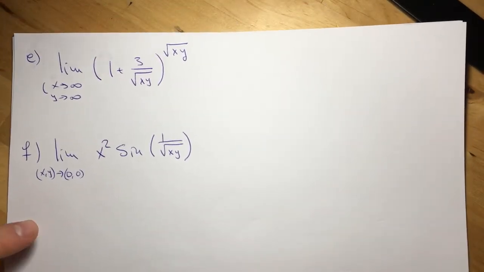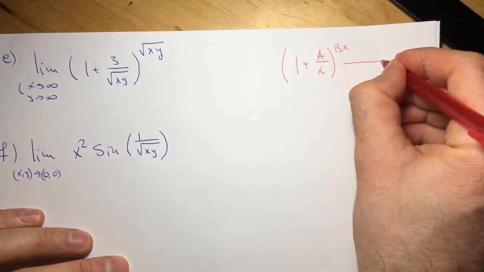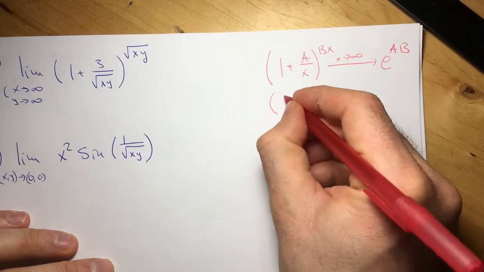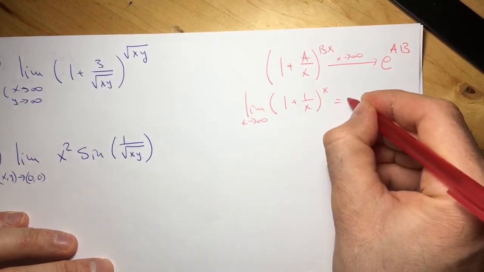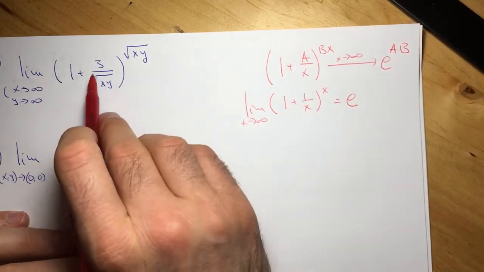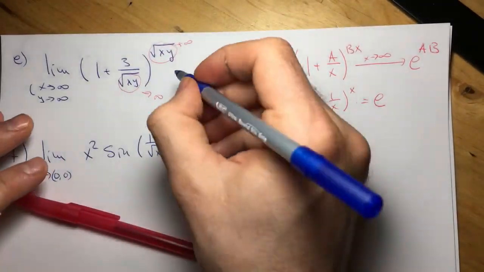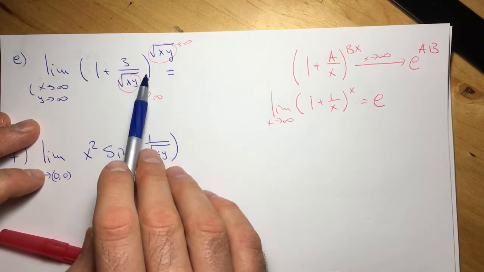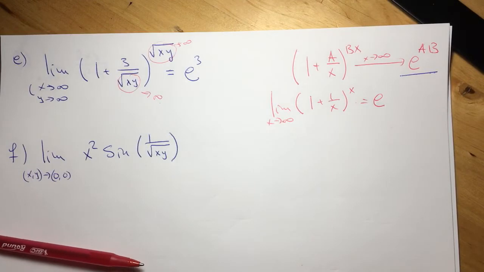This is another example. Some of you might have seen this in Cal 2, as a matter of fact, or even Cal 1: 1 plus a over x to the power of bx, as x goes to infinity, approaches e to the power of ab. Some of you might have even defined the number e as this. So that's exactly what's happening here. As xy goes to infinity, this one goes to infinity and this one goes to infinity at the same rate. So I have 1 plus a over an expression going to infinity, raised to the same expression going to infinity. So that's why this is just equal to e to the power of 3 times 1, which is e to the power of 3.